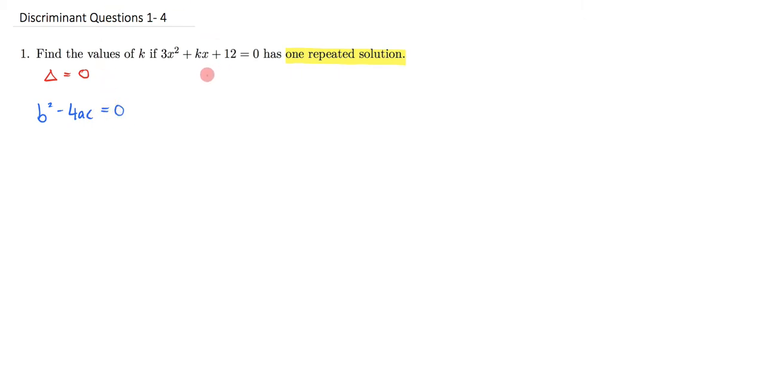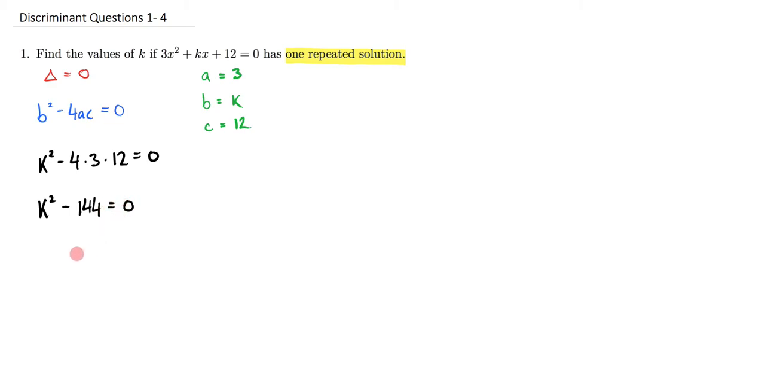I then am going to find my a, b, and c values. I'm actually going to make my pen a little thicker. So my a value will be 3, my b value will be k, and my c value will be 12. I then come back here and I sub these values into my discriminant. So b squared will be k squared minus 4 times a is 3 times c is 12 equals 0. I then continue. I'm going to get k squared minus 4 times 3 is 12 times 12 is 144 equals 0.